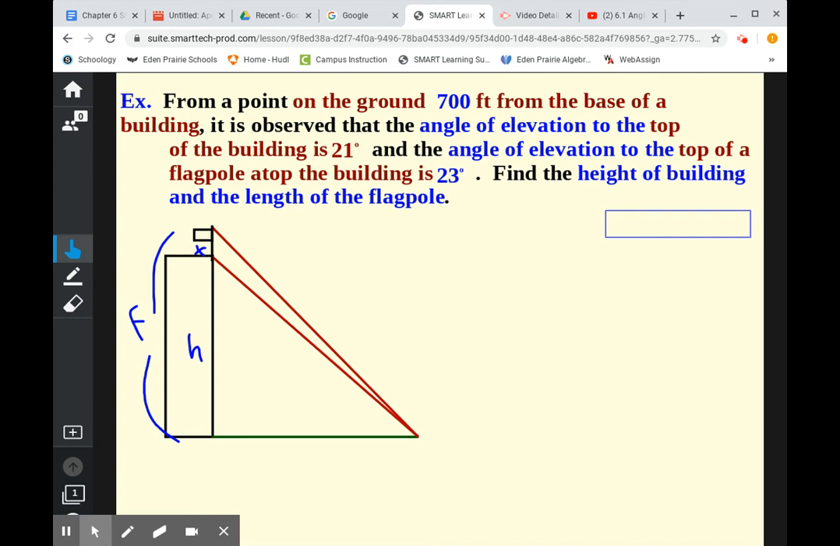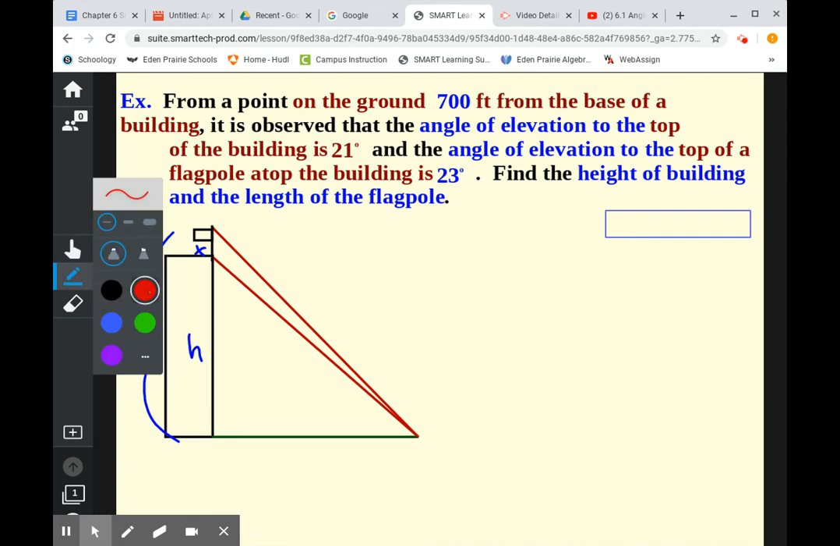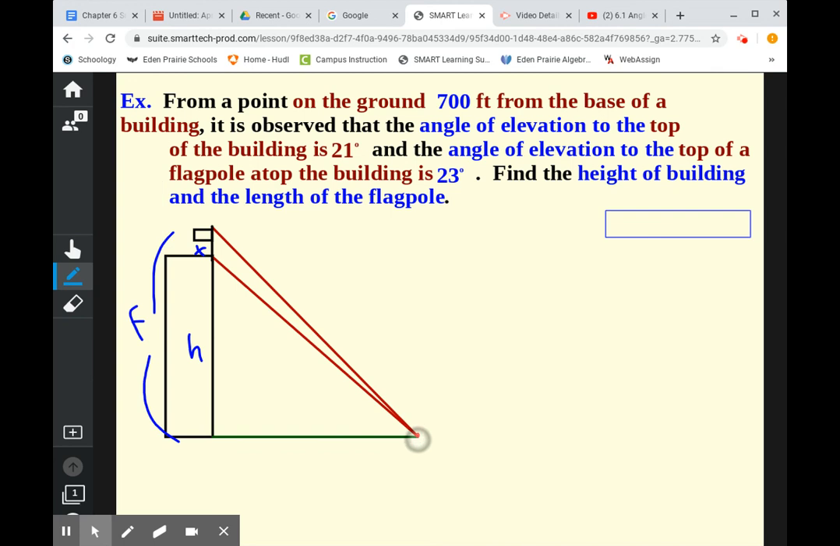So it says from a point on the ground, 700 feet from the base of a building. So I'll go ahead and start drawing this for you. Here's our point on the ground to the base of a building. Call this the building. Windows. There's a little door. It's the base of the building. It says that's 700 feet.